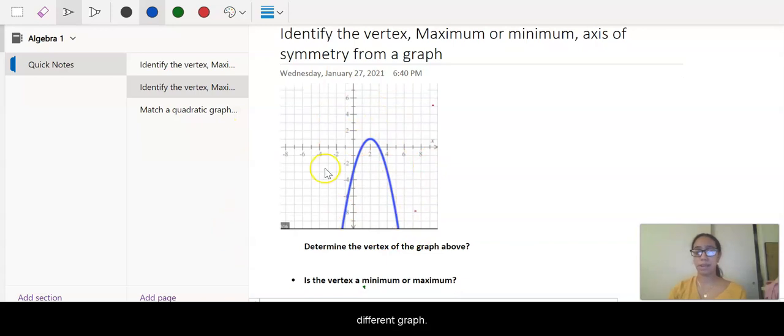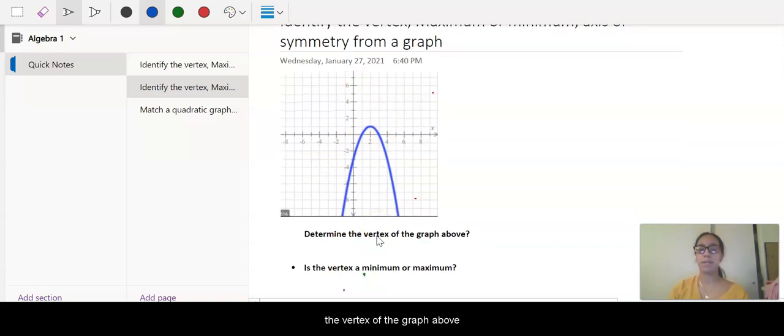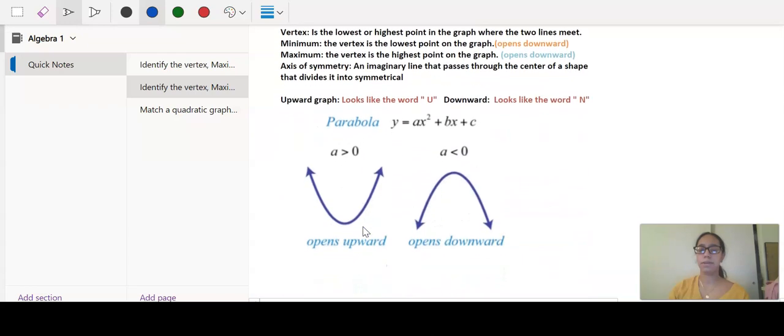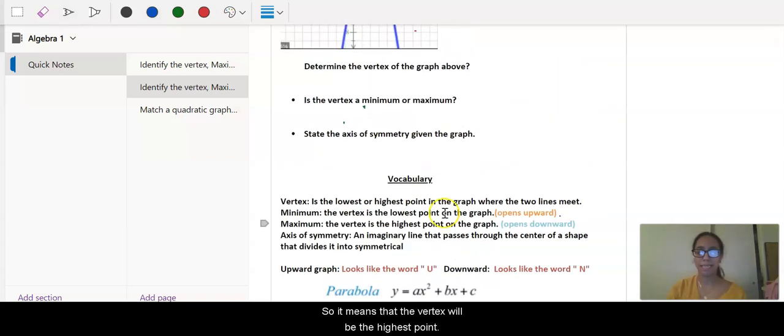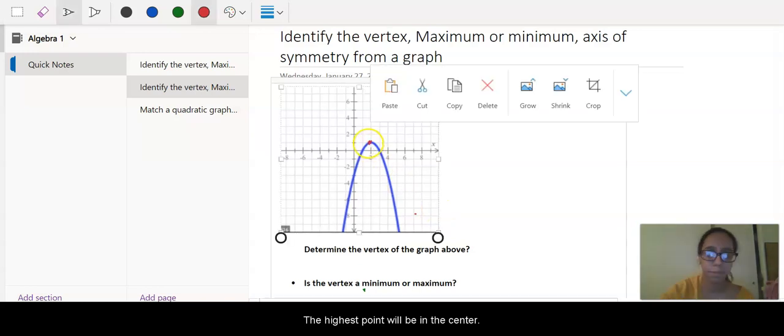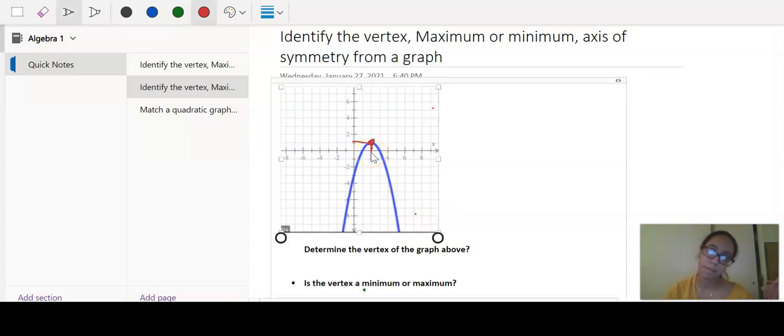Notice that this is a different graph, a different quadratic function, a parabola. We have to determine now what is the vertex of the graph above. If you guys remember, we had to determine if it is the highest or lowest point. It will be the one that is in the center. So when we look at our notes, this graph opens downward. So it means that it will have a highest. So our highest point will be in the center. It will be this one. The point that is in the center is 2 and 1.